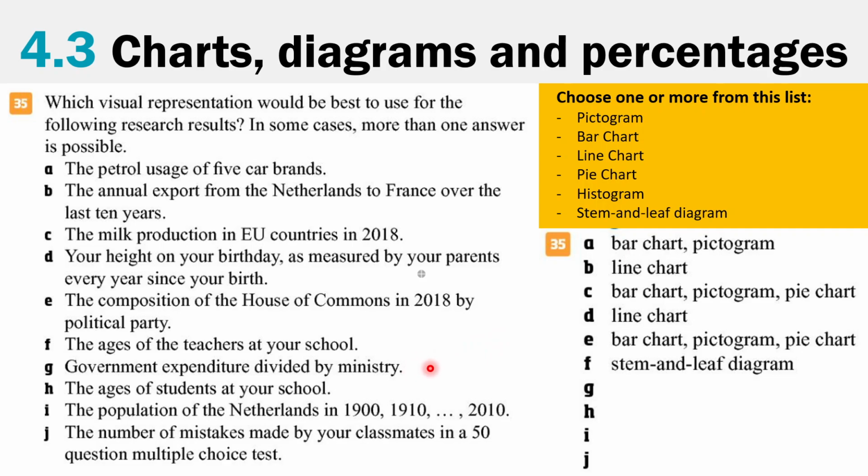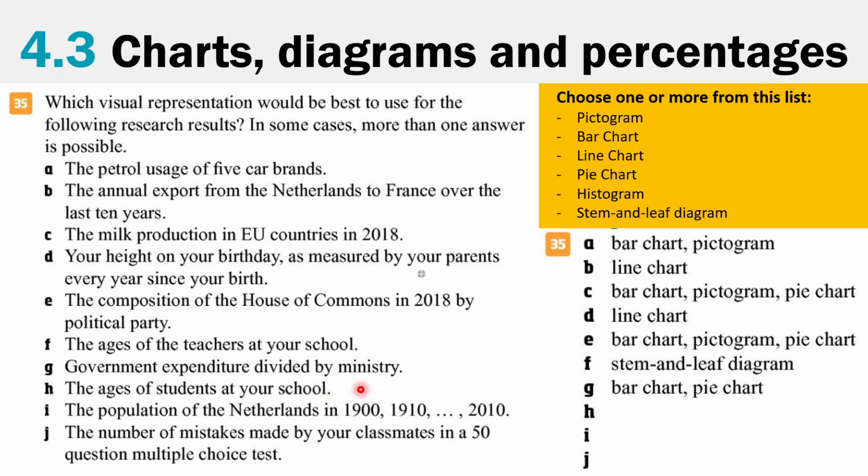G. Government expenditure divided by ministry. I don't know why the book now says you better not use a pictogram here. But I do agree with bar charts and pie charts again. They both work very well. Both would be okay, again for the same reasons I gave at E and C.